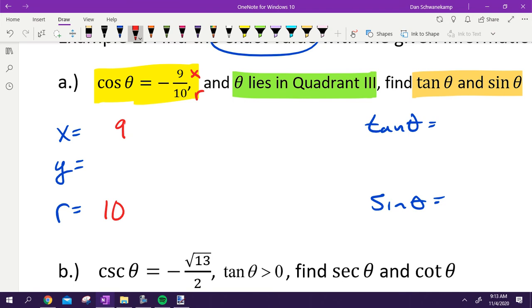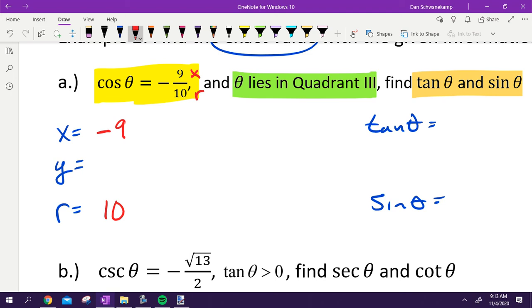Are they both negative? No, because what happens if they're both negative? It'd be a positive answer. So they're not both negative. One of them is negative. Which one is going to be negative, the x or the r? The x value. The r is never negative. R is a measurement of a radius. R is always positive. Cool, I've got my x and my r.